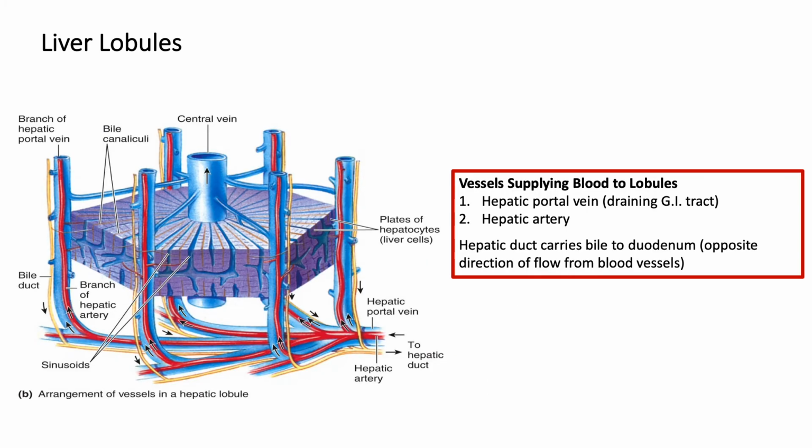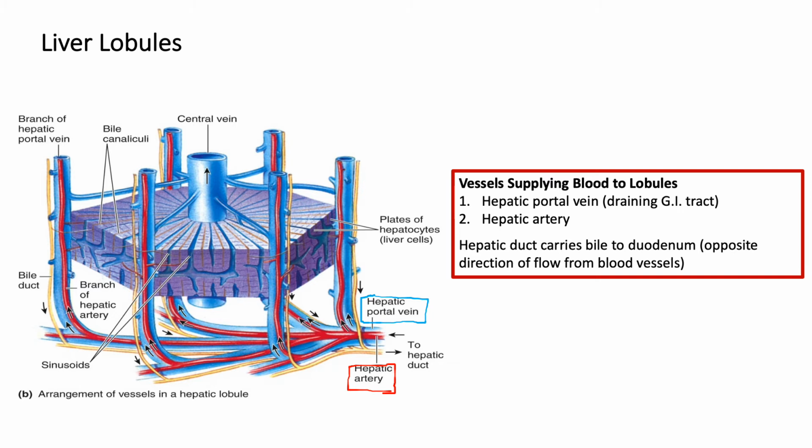Here we can see that characteristic hexagonal pattern of a liver lobule. And we can also see that at each point of this hexagon, there is a set of 3 different vessels. The first is the hepatic artery, and that is shown in red. So that's going to deliver oxygenated blood to that portal system. And then we have in blue the hepatic portal vein. So this is going to be that deoxygenated but nutrient-rich blood.